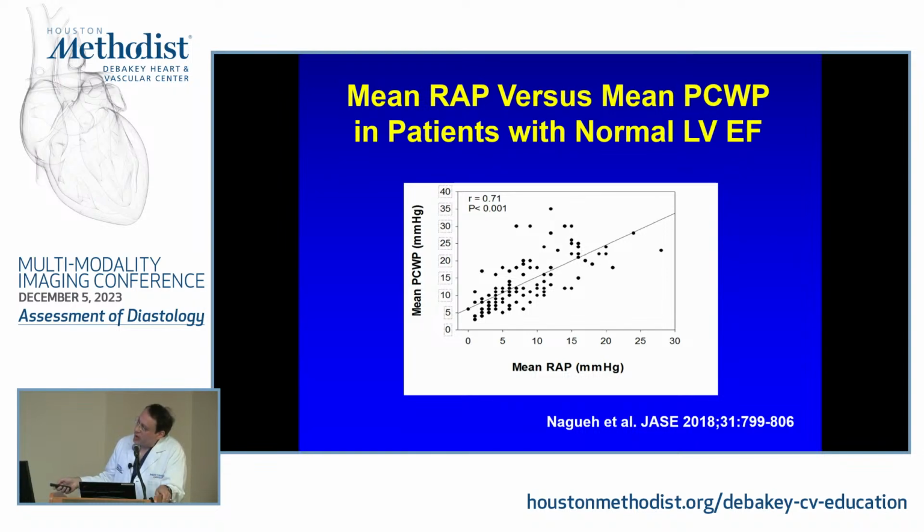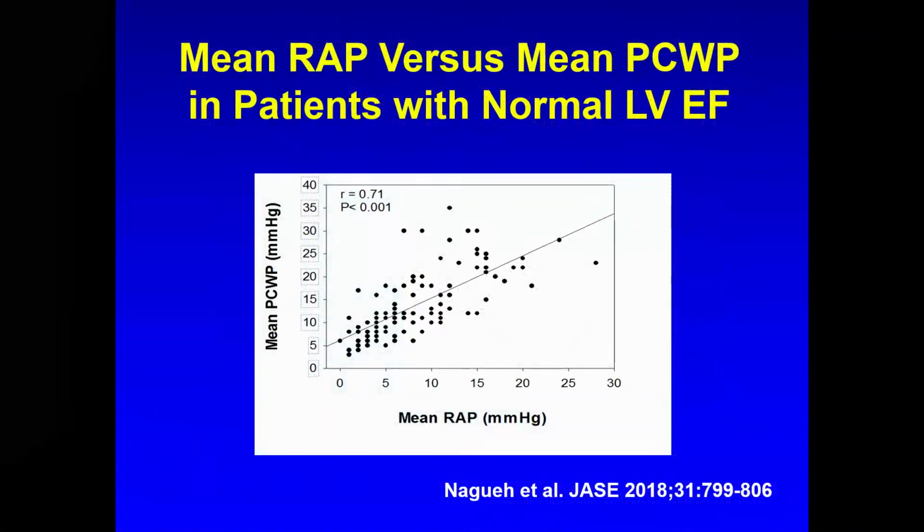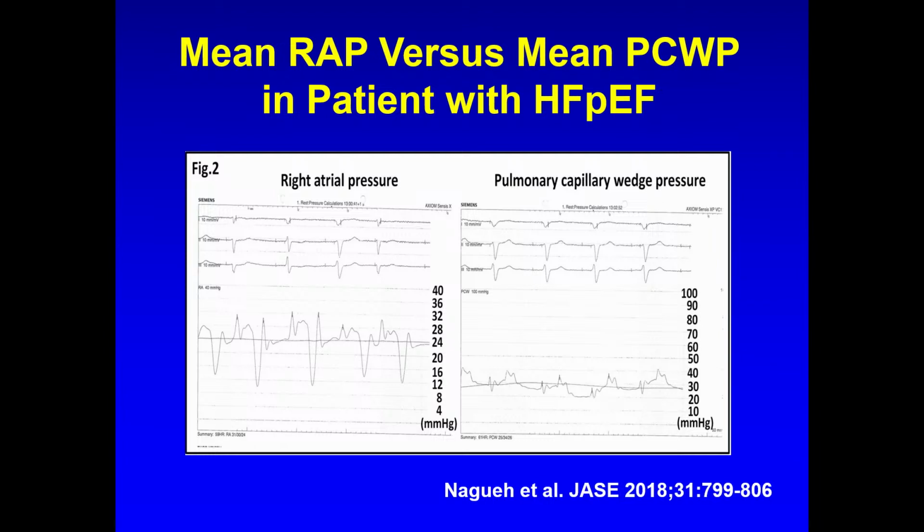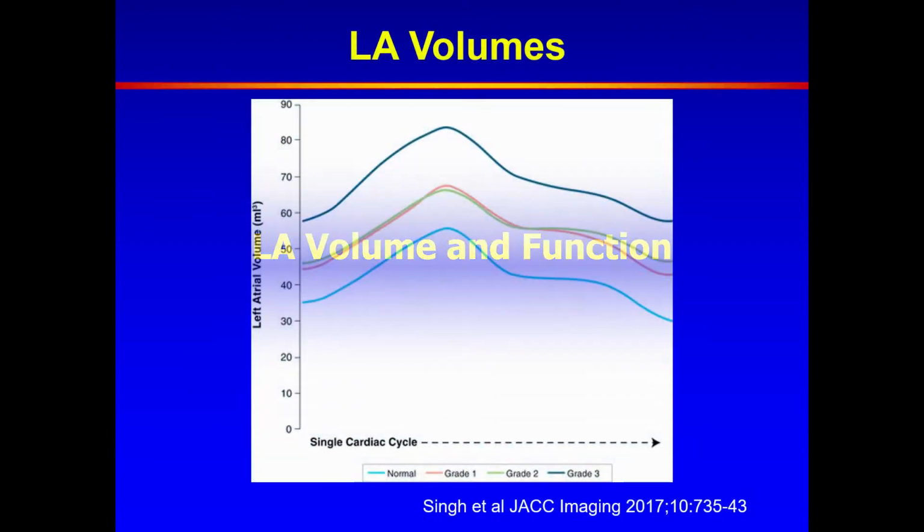How do we get to RAP? Of course, if they are in the ICU, they have a catheter. You have that, but if not, then we rely on echocardiographic assessments. That's an example, pressure tracings for the wedge pressure and RAP from a patient with HFpEF where you see both pressures elevated. The left atrium is a big tool for us.